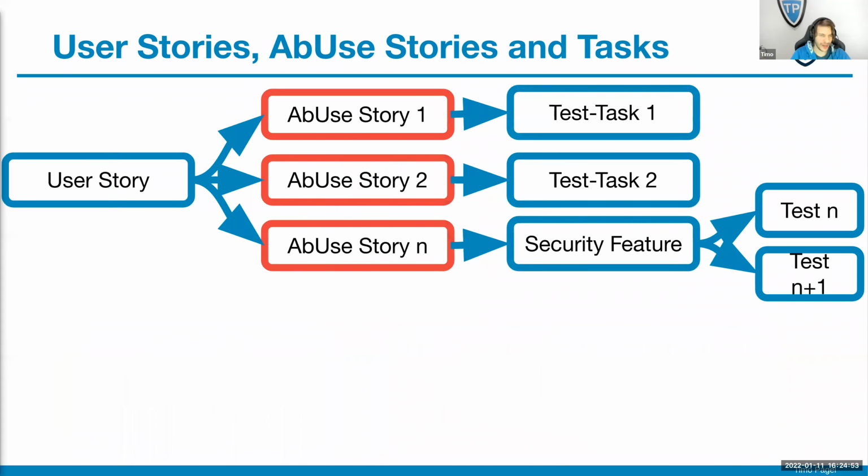So here we see an extended example. So you have the abuse stories. You create a task with this abuse story after you created the control for it, or the measure against it. Then here the same thing, and here you talk about a security feature. So what you need here is also multiple tests.